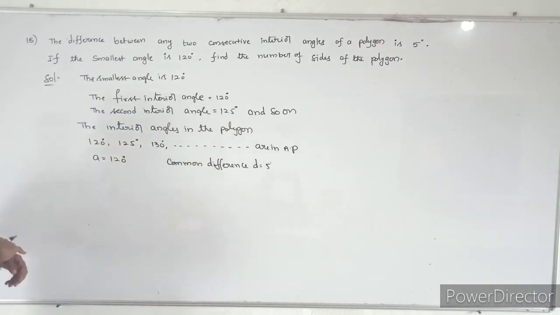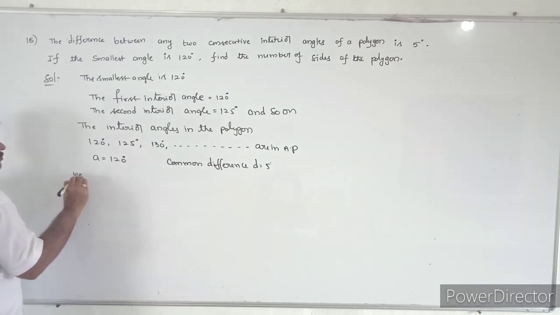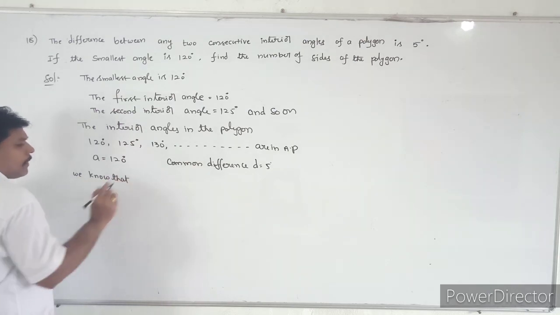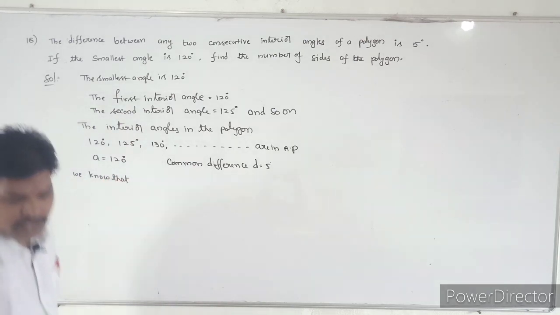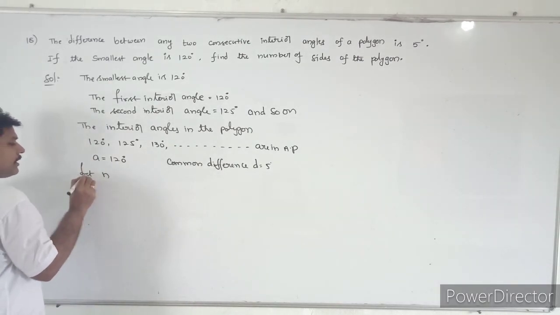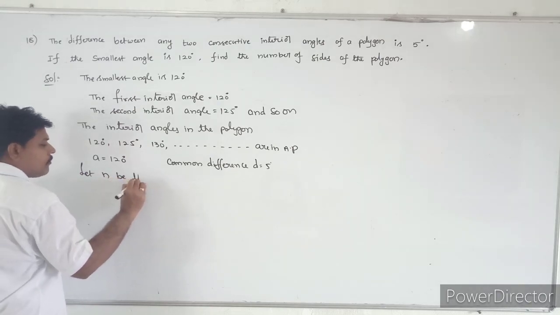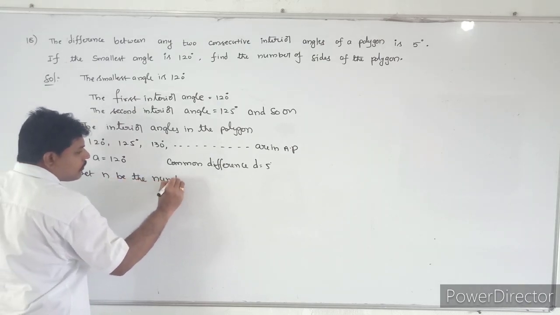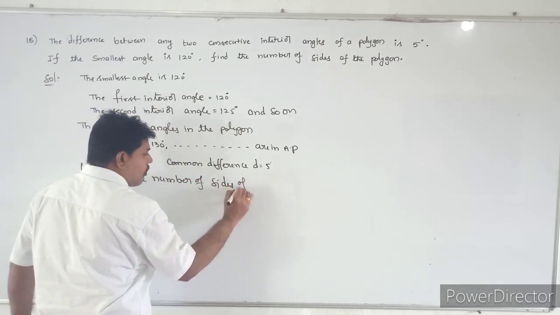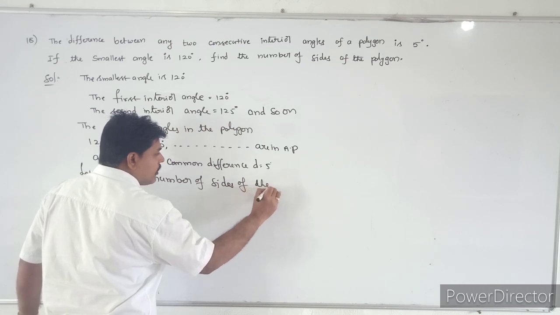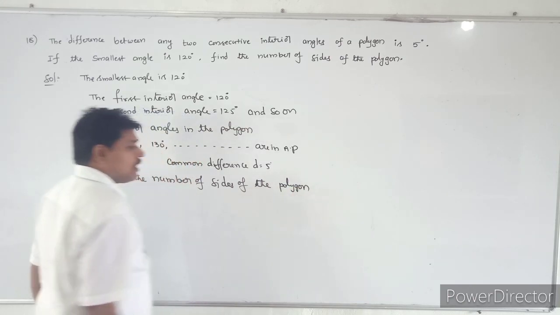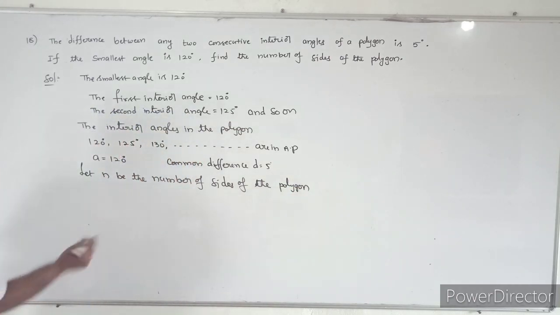So, in the question, we already know that. I will take n first. Let n be the number of sides of the polygon. I am taking n as the number of sides of the polygon. Already we know that.